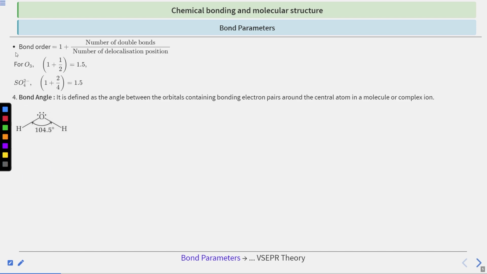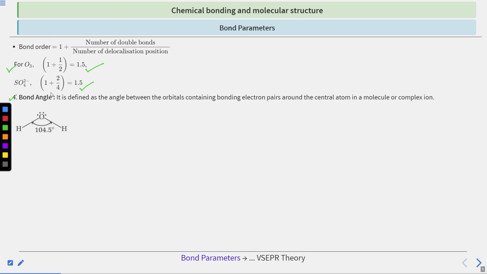Let's move on to the next page. Bond order is equal to 1 plus the number of double bonds divided by the number of delocalized positions. So for the O3 molecule, bond order will be 1 plus the number of double bonds, which is 1, divided by the number of delocalized positions, which is 2. So it will be 1.5. For the SO4 2- ion, the bond order will be 1 plus the number of double bonds, 2, divided by the number of delocalized positions, 4. So 1 plus 2 by 4 comes out as 1.5.